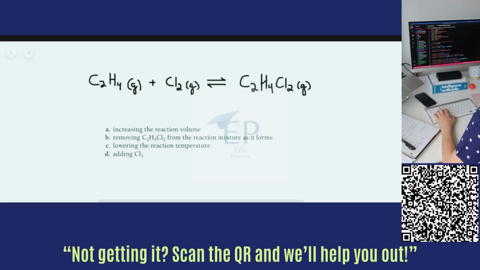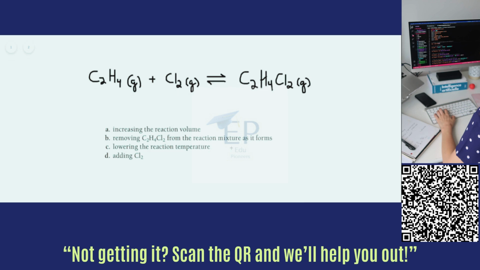This question asks us to consider the exothermic reaction where C2H4 and Cl2 join to form C2H4Cl2. And then it asks us, if you were trying to maximize the amount of C2H4Cl2 produced, which tactic might you try, assuming the reaction mixture reaches equilibrium? And these are the four possible ways to maximize C2H4Cl2. Let's go through each of them.